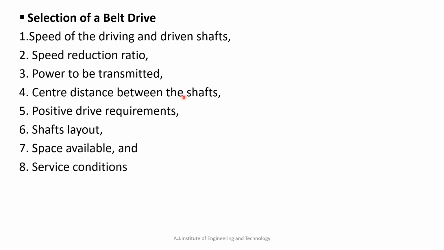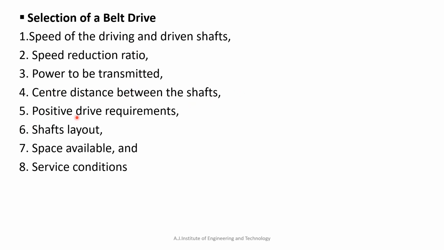V belt drives are used for small distances, less than 4 meters. If the center distance is more, then you should use the flat type of belt drive. And if the center distance is more than 8 meters, then you should use the rope type of belt drive. That is also one of the parameters while selecting the belt.